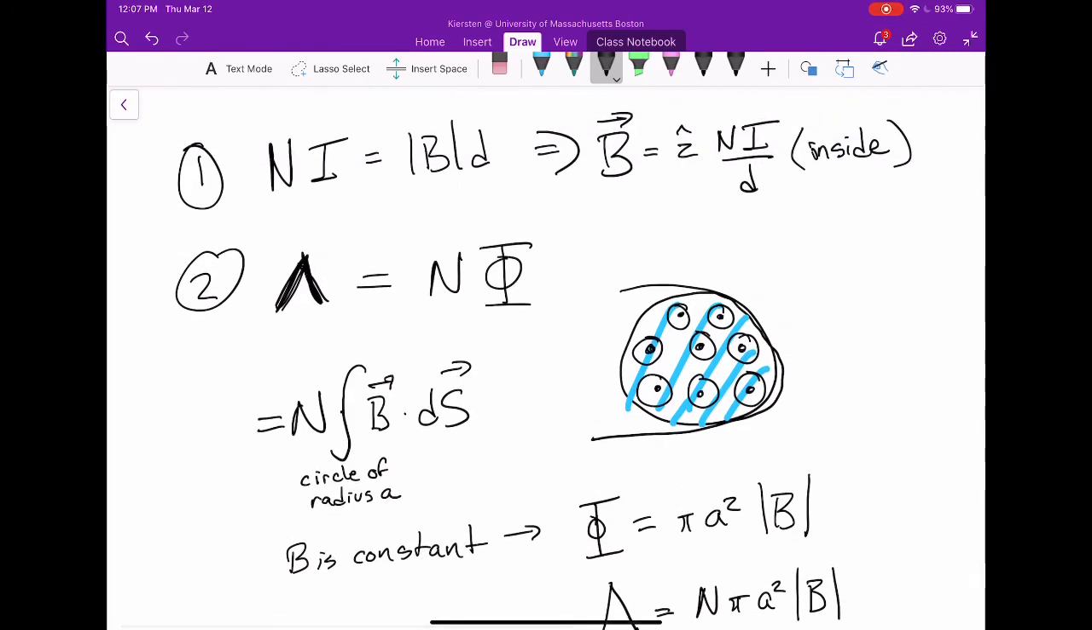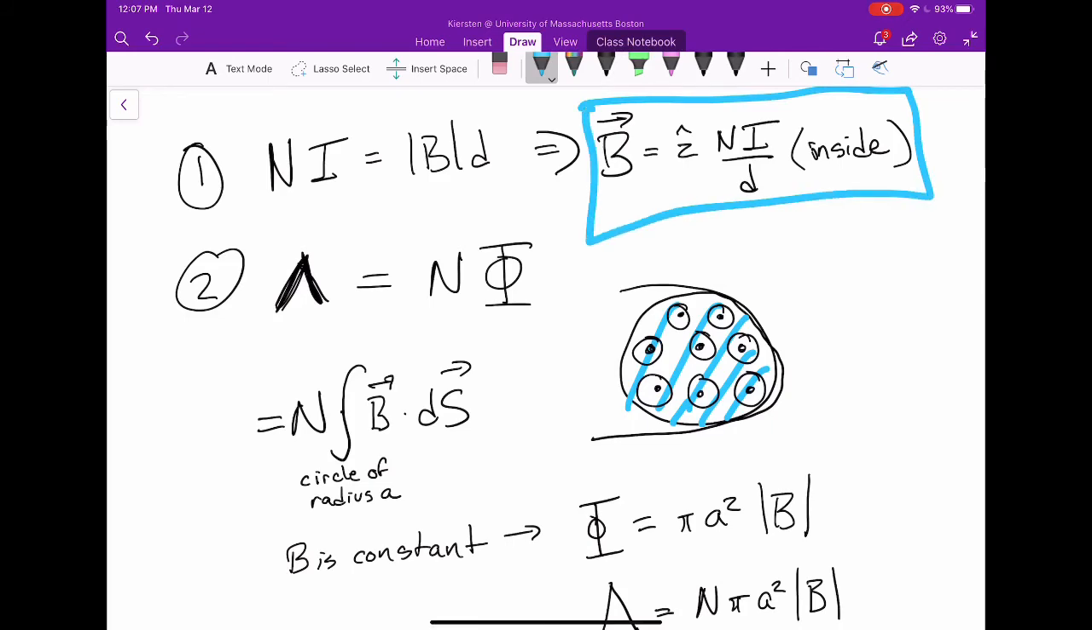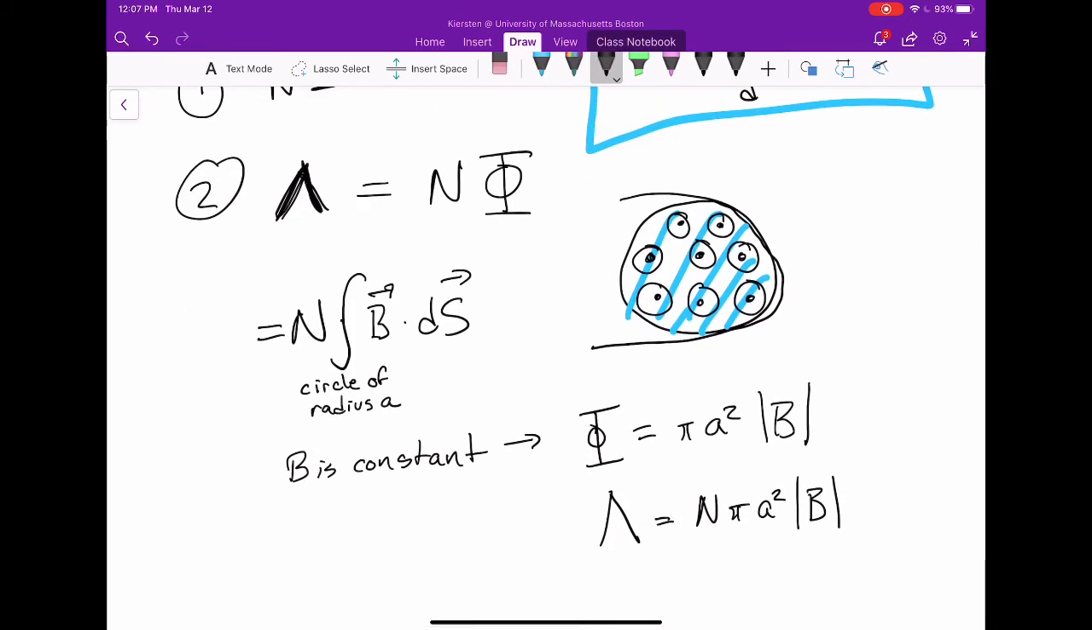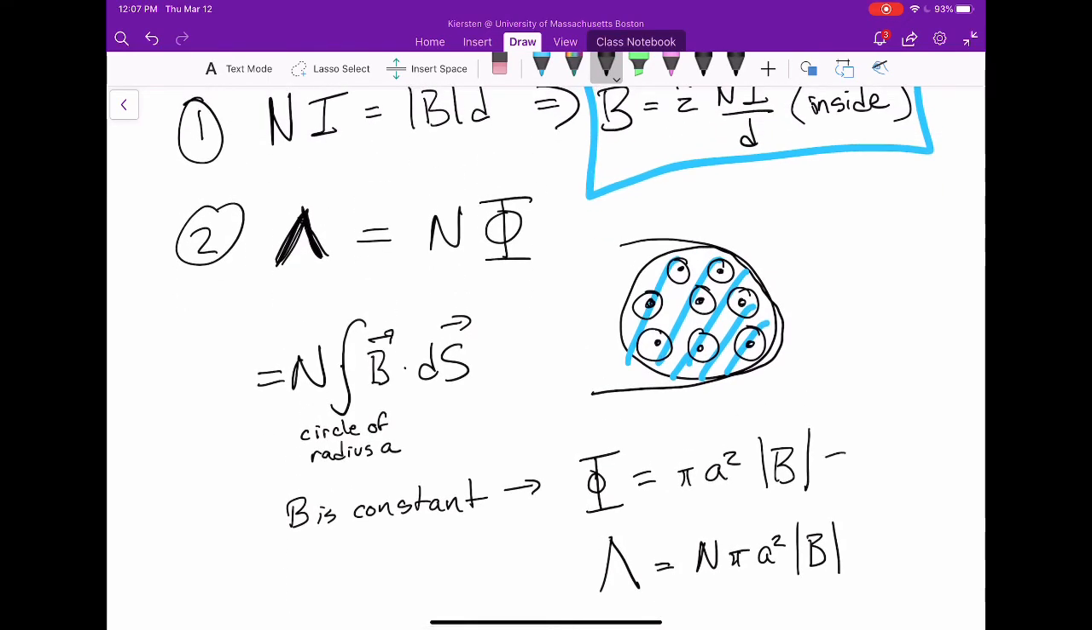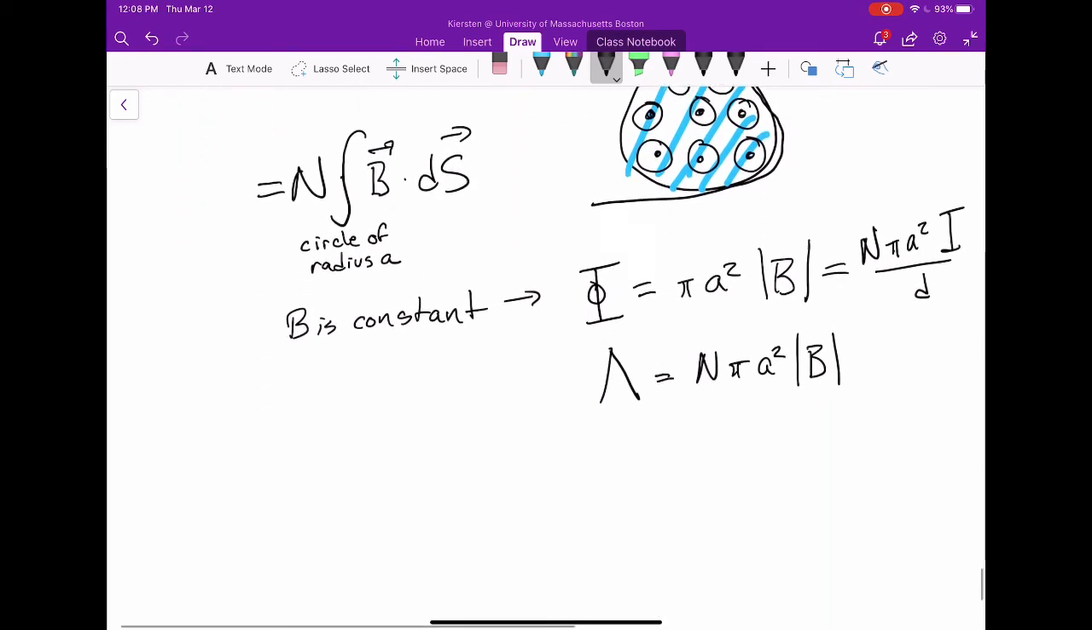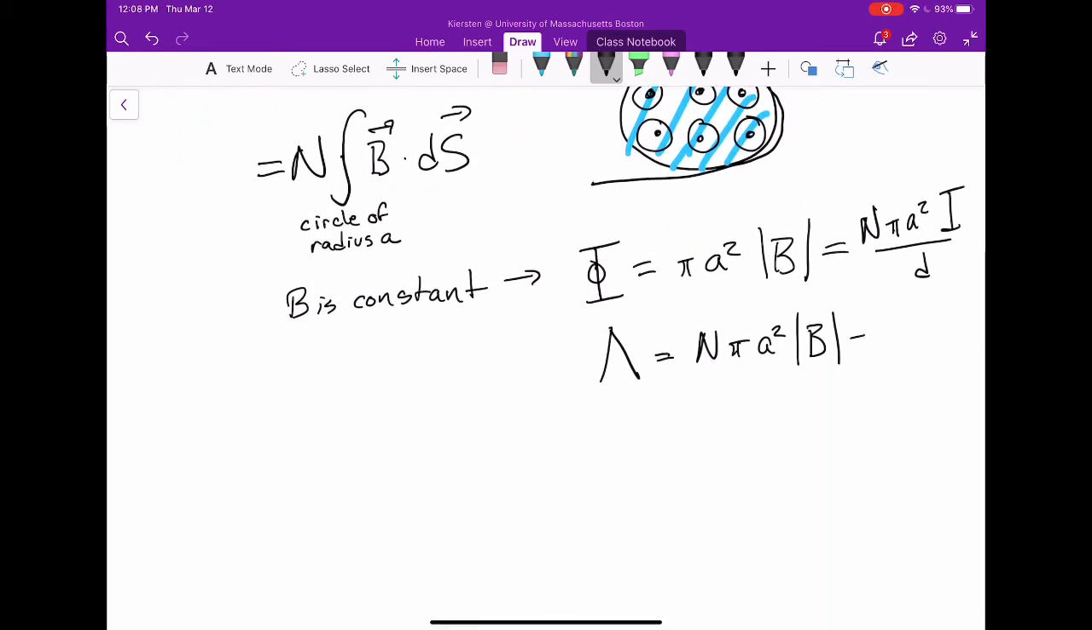value that we got for B up here, that the flux is N pi A squared I over D, and the flux linkage is N squared pi A squared I over D. So that checks off question 2 out of this example.